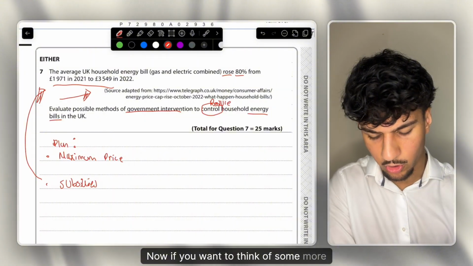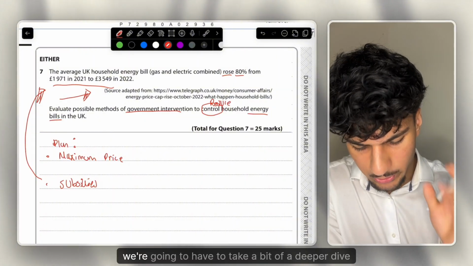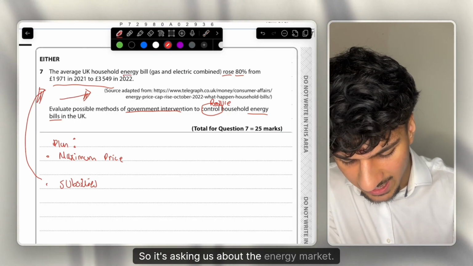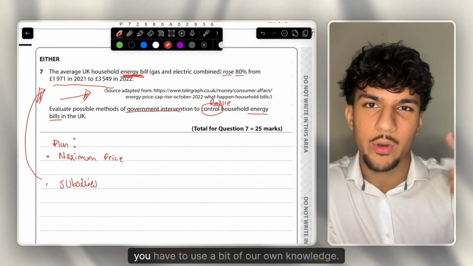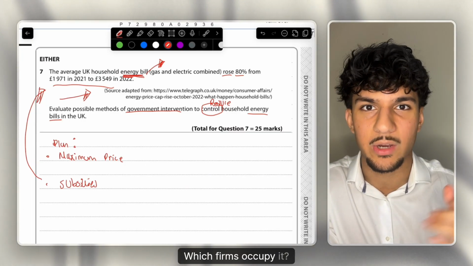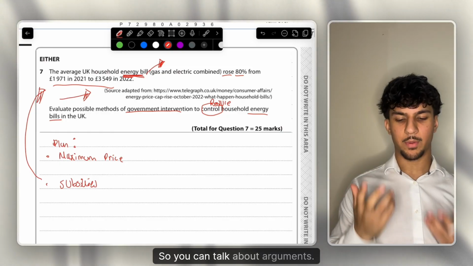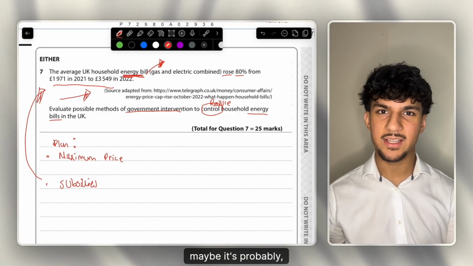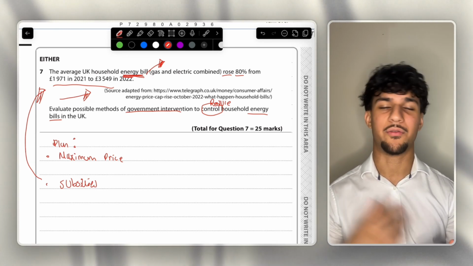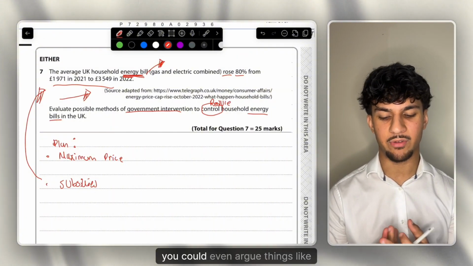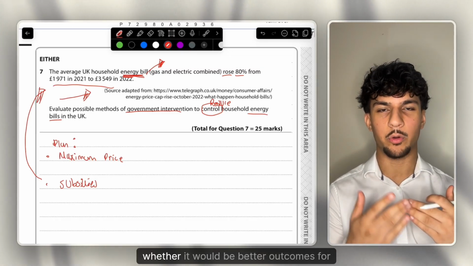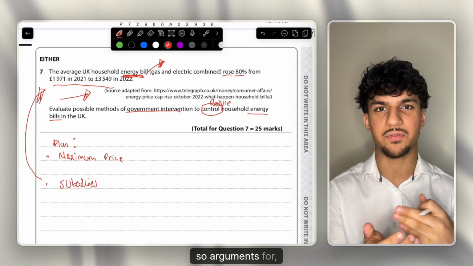Now, if we want to think of some more points which aren't just generic, we're going to have to take a deeper dive into what the question is asking us. It's asking us about the energy market. So we have to use a bit of our own knowledge. How would you say the energy market is structured? Which firms occupy it? What sort of market structure do they occupy? Even without a lot of knowledge, you can probably guess it's an oligopolistic market structure with very high barriers to entry. You could even argue whether, if the government had control over the energy market, it would bring better outcomes for households. So arguments for and against privatisation.